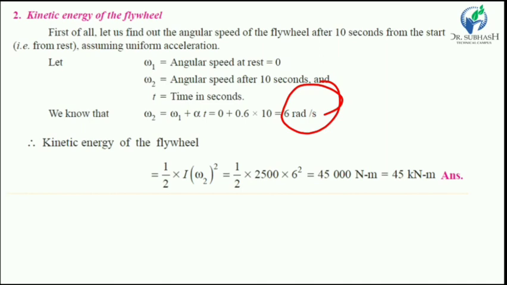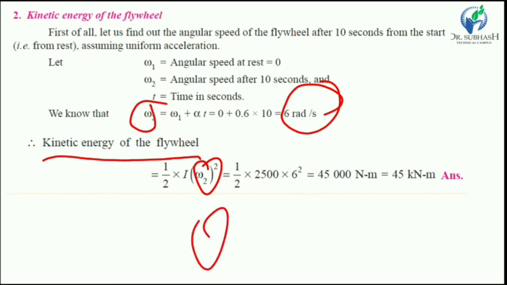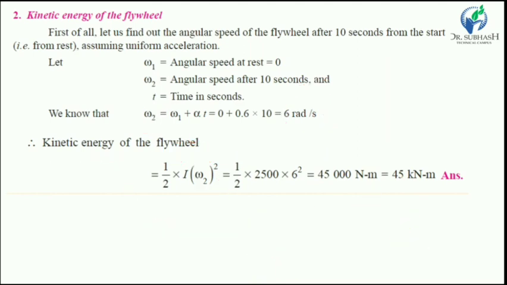Now this omega is the angular speed of the flywheel at 10 seconds. And from there you can find the kinetic energy of the flywheel with the help of the angular speed. At 10 seconds, the angular speed is 6 radian per second. So use that angular speed for the kinetic energy, 1/2 I omega square, where omega is omega 2 squared. So omega 2 value 6 is considered, and finally we got the kinetic energy of the flywheel at 10 seconds as 45,000 Newton meter, or 45 kilonewton meter. Okay.